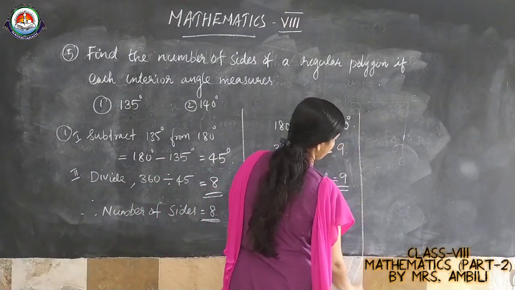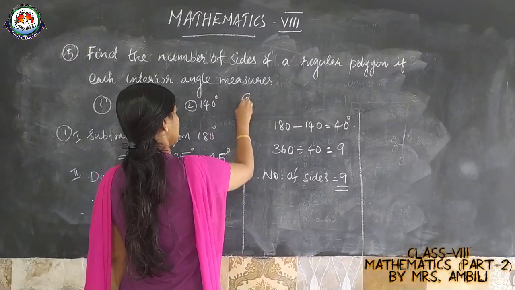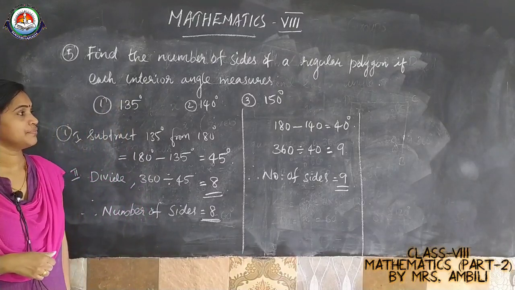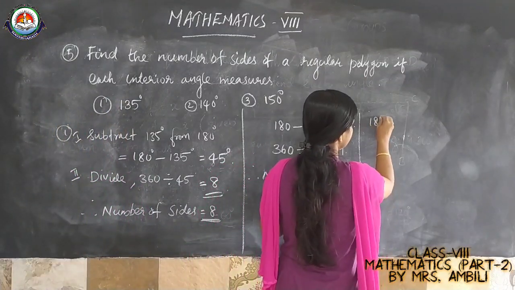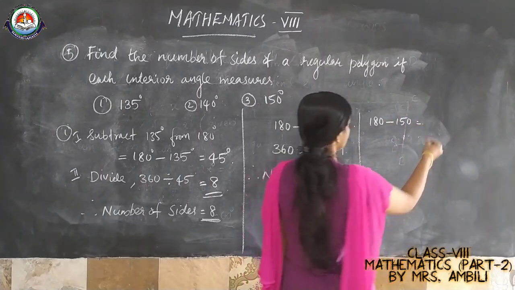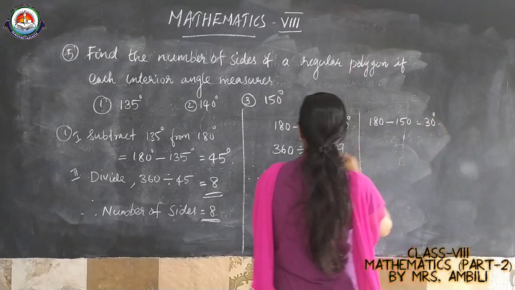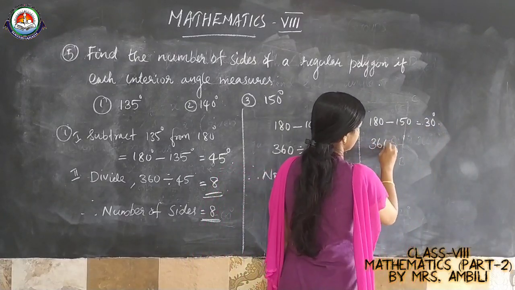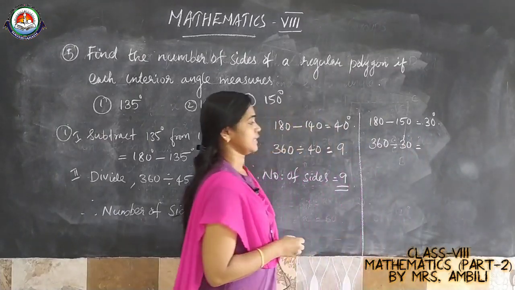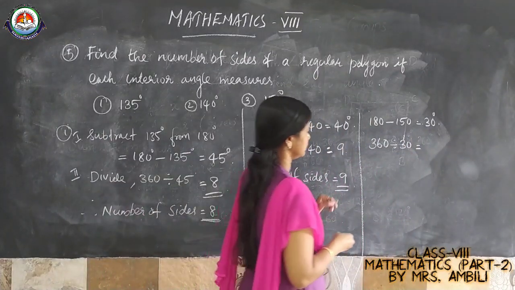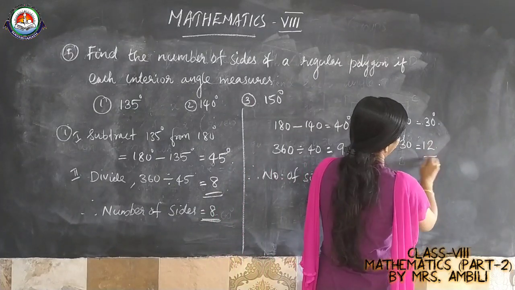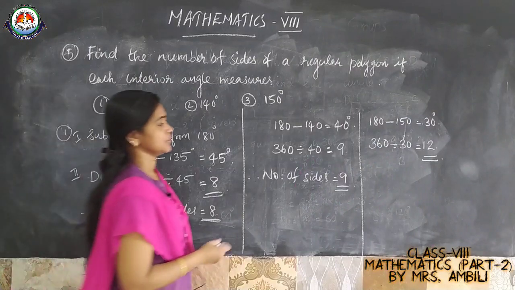Understood? Then I will give you one more question. Third question I will give you 150 degree. If each interior angle is 150 degree. First step 180 minus 150 equal to 30 degree. Okay. The next 360 divided by this 30 degree. 360 divided by 30, 12. So, the number of sides 12.